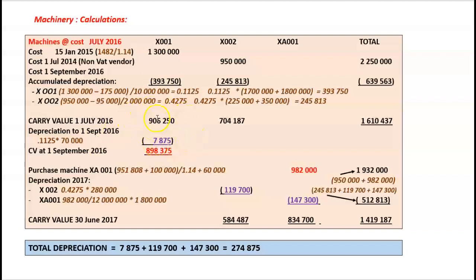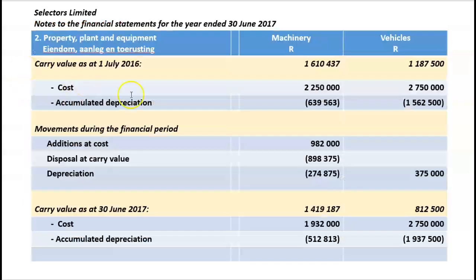If we subtract that from the carry value as at the beginning of the year, you will get the carry value of this asset at the date of disposal, and that is the value that we need for our IAS 16 note. So 898,375, we can insert that under our disposal at carry value, 898,375.